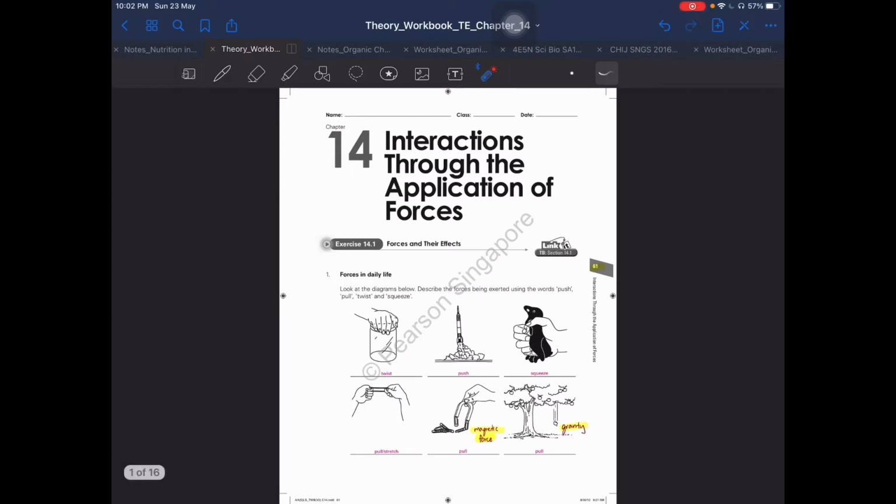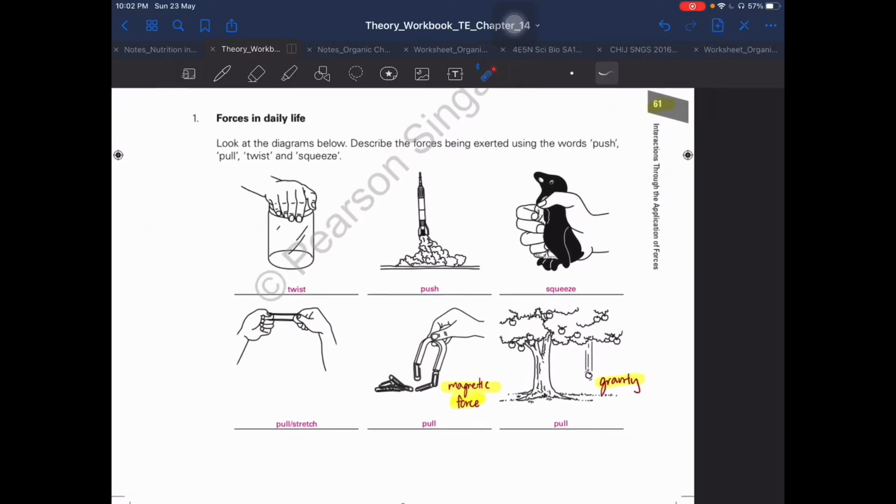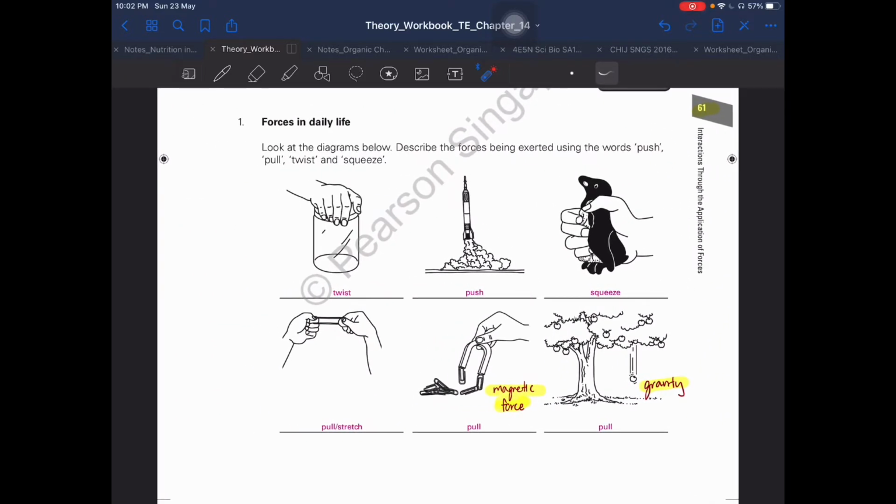As this part of the workbook is pretty straightforward, there will be certain components where I just need you to do a quick self-check, and if it's correct, give yourself a small tick. If it's wrong, just put in the corrections. I think most of the questions here are quite straightforward. So let's talk about the first question.